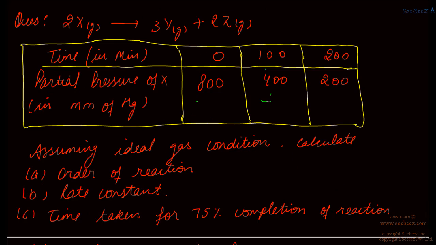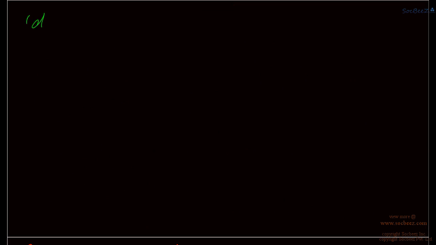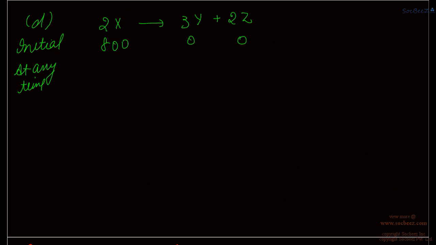Now, in the chart also, you can see that initial partial pressure was 800 millimeter of Hg. After 200 minutes, 200 millimeter of Hg was present. Therefore, only 25% of the initial value is present, and hence 75% of reaction is completed at T equals 200 minutes. So the solution of this part of the problem was given in the question itself. Okay, so let's come to another part of this question, that is part D. Here 2X is giving us 3Y plus 2Z. Initial pressure here was 800, here 0, 0.